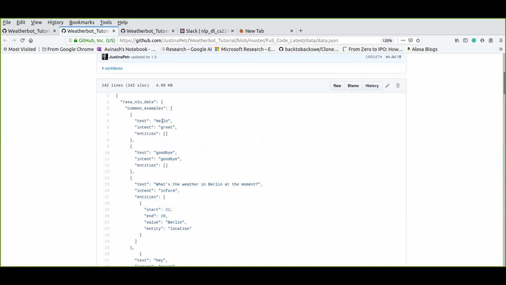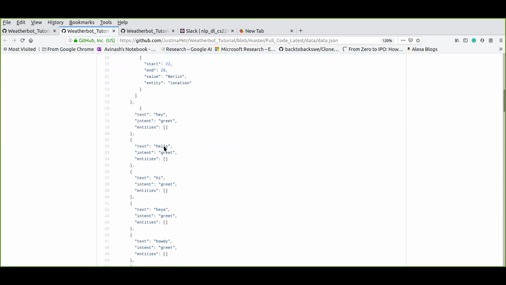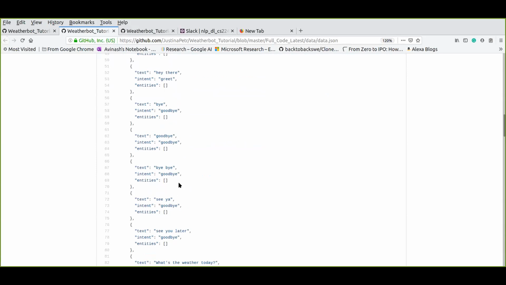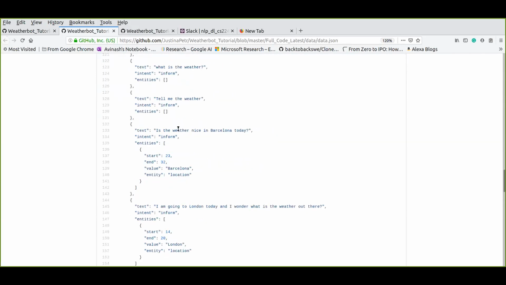So when you're saying hello, you're actually greeting the bot, so you have to say that, okay, it's a greet intent. And when you're saying what's the weather in Berlin at the moment, you're actually asking for some information. So that's an inform intent. This way you put together data like this. And this is very simple. It's just for a simple weather bot, and you can see how much data you have here.